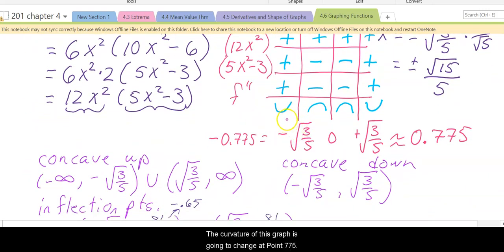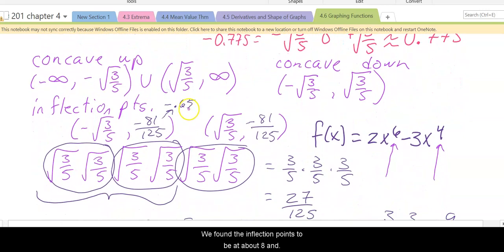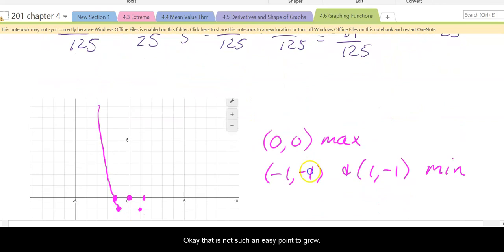The curvature of this graph is going to change at 0.775. Where is 0.775? That's at about -0.8 and at 0.8. Let's go put those points on our graph. We found the inflection points to be at about 0.8 and, where'd it go? -81/125, which is about -0.65. Okay, that is not such an easy point to graph.